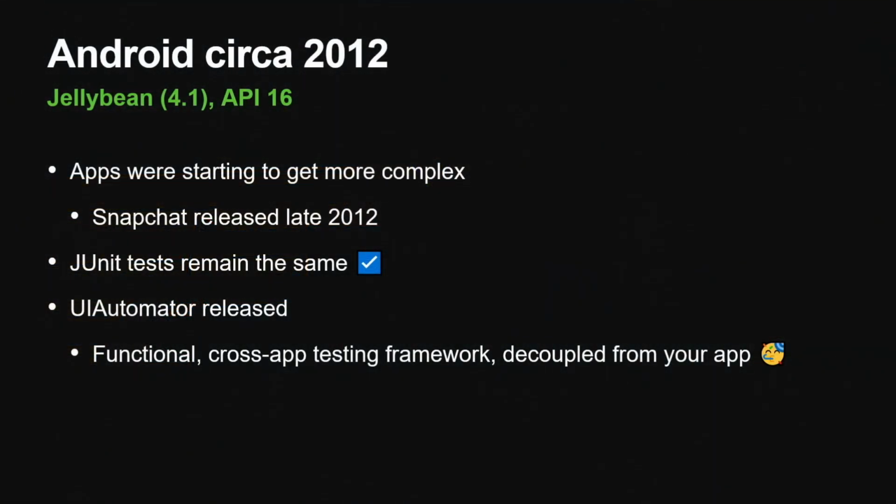But because of the fact that instrumentation testing was so coupled to how the apps were built, there was this real want for something that wasn't as coupled to the app itself and allowed you to do things outside of the context of your app as well. And that's when this thing called UI Automator came along. UI Automator is this tool that allows functional cross-app testing. And the really big part here is that it's decoupled from your app.